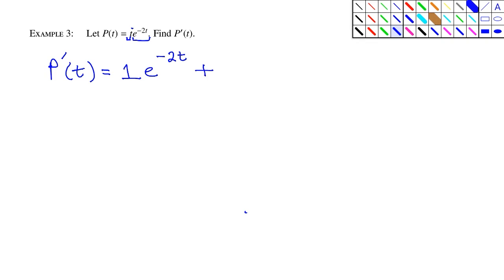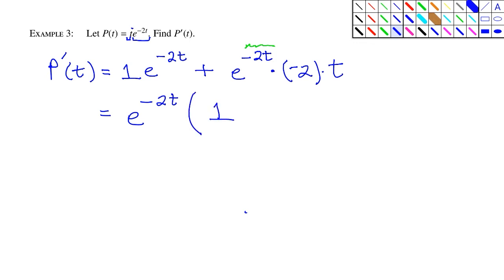plus the derivative of e to the negative 2t, so that's e to the negative 2t power, times the derivative of the exponent, which is negative 2, times the first unchanged. And now we can simplify. I can take out e to the negative 2t. In the first spot, that leaves me with a 1. And in the second spot, it leaves me with negative 2t.